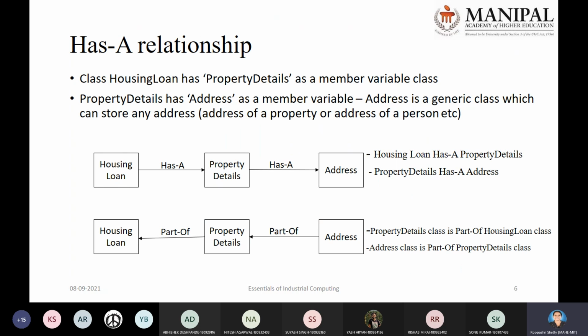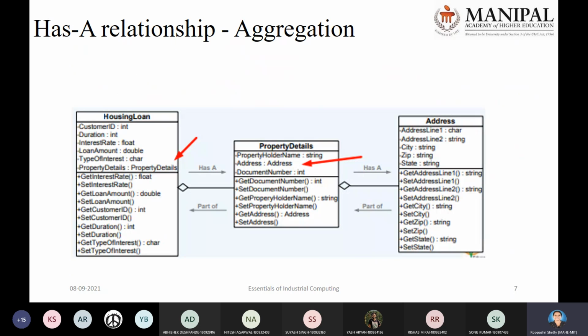Next, "has a" relationship is having the aggregate functions or aggregate classes included in a class. And this is an example. For the same, you can see how they are included. In housing loan, the last member variable is the inclusion of the aggregate class, that is property details class, which you are including. Similarly, property details has the address class as one of its member variables. And you can see the usage of a diamond box there. That is how you should represent it when you are designing a class diagram. Relationships should be clearly shown in the diagram.